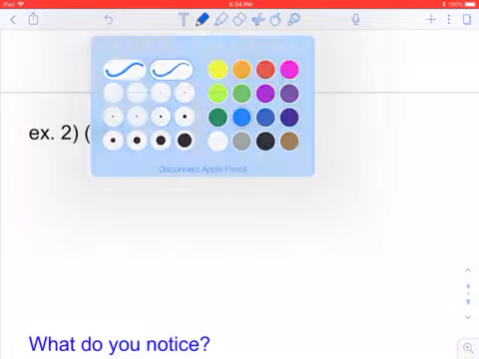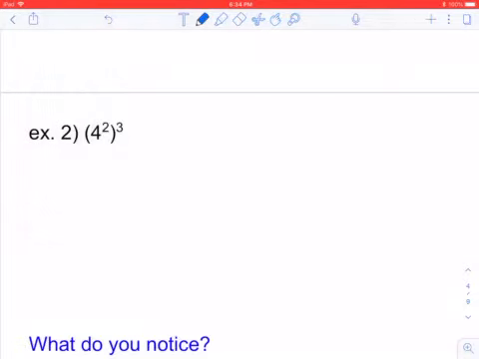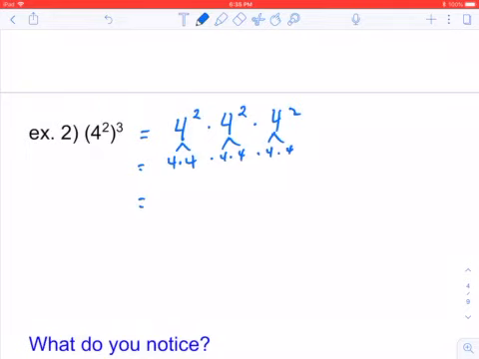Okay, here's another one. 4 to the second power, and then the whole thing is raised to the third power. So that's telling us that our base is 4 to the second, and we're using that as a factor 3 times. And then if we're going to multiply that out, it's just coincidence that's to the second here. Now we have, within that, a base, and the base is 4. And it's telling us to use it as a factor twice. So each one of those is telling us to use 4 as a factor twice. So we end up with 4 to the 6th power.